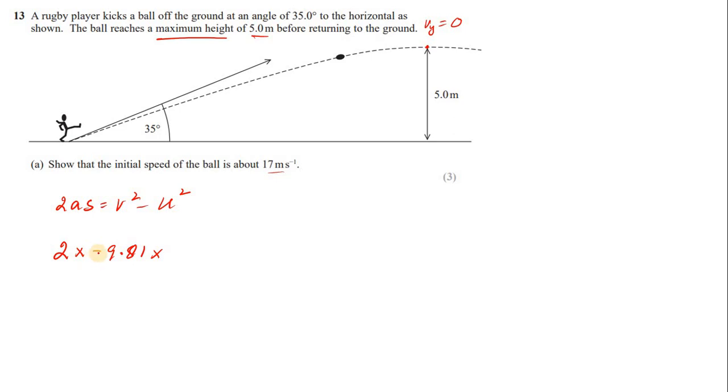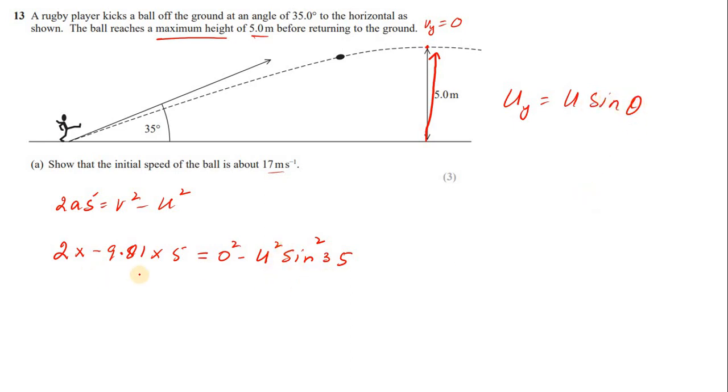Why am I using minus? Because the ball is going upward, because we are considering vertically upward motion. That's why I'm using minus 9.81. And this s is a vertical height, which is 5, is equal to v squared, the final vertical velocity, which is 0, minus the initial vertical velocity, which is u squared sine squared 35. Because remember, the initial vertical velocity uy is u sine theta.